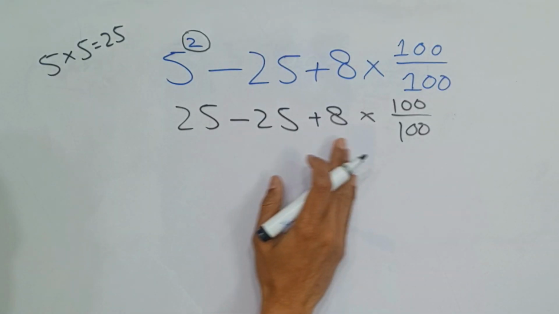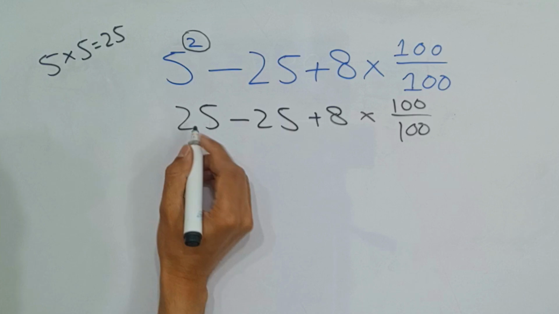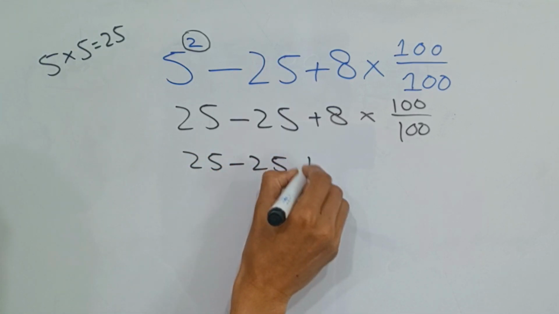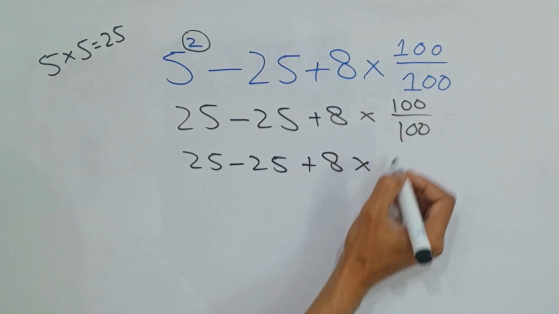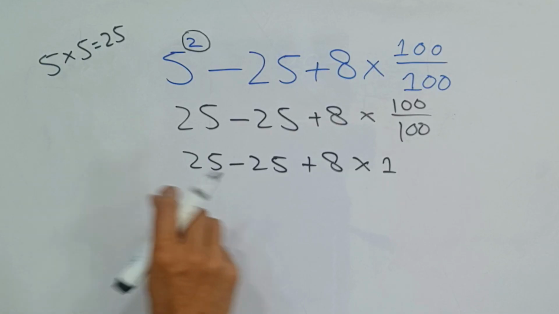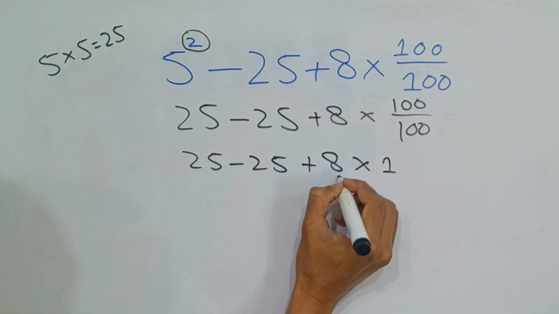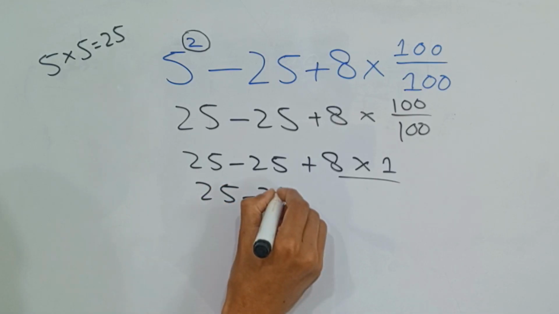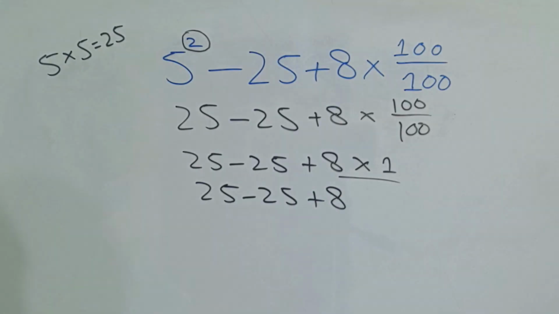Now multiplication and division must be done from left to right. So 25 minus 25 plus 8 multiply 100 divided by 100 equals 1, right? So now multiply first. 25 minus 25 plus 8 times 1 equals 8.